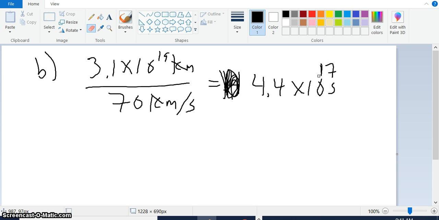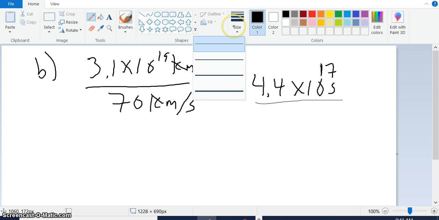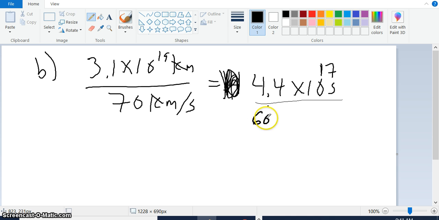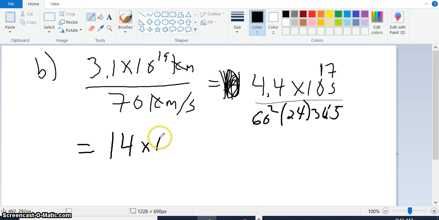So the 17th seconds. All right, and then of course, you again divide it by 60 squared, and then divide it by 24, and then also divide by 365. All right, 365. And so you would get the age of the universe of approximately 14 times 10 to the 9th years, right? Which is, of course, 14 billion years.